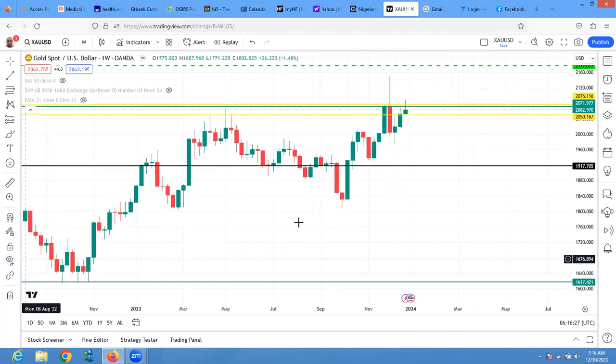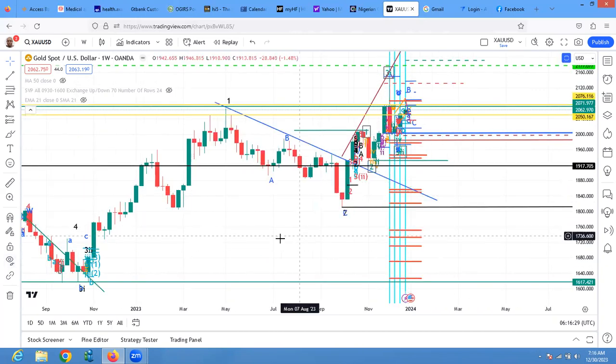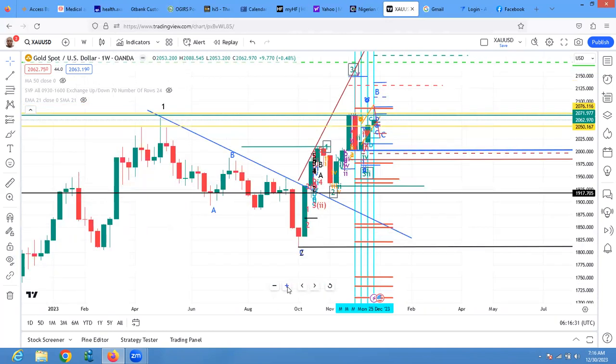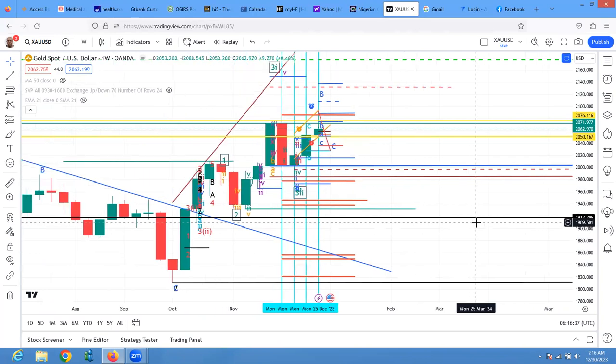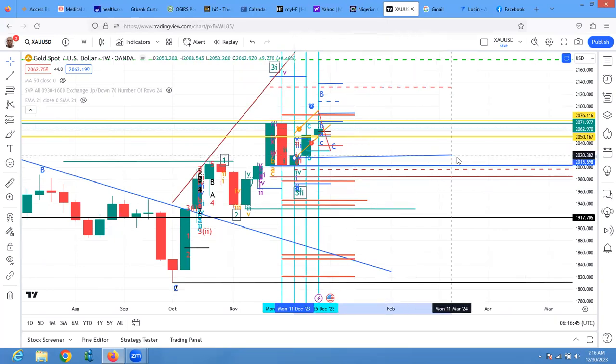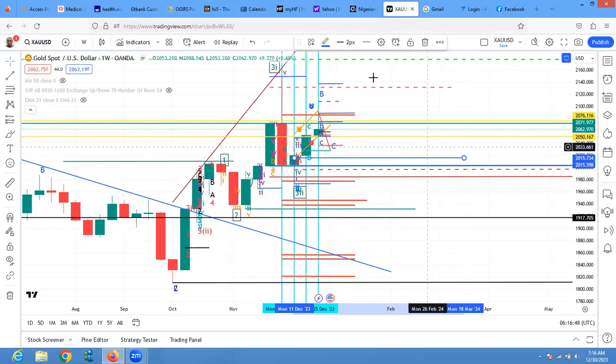So let's see how we mark that level. Too much of drawing. So this is it here. That's the weekly support zone, which we shouldn't take for now. Let's make that a deep brown. So that's the point we should not take for now.